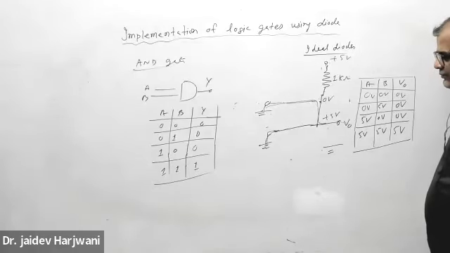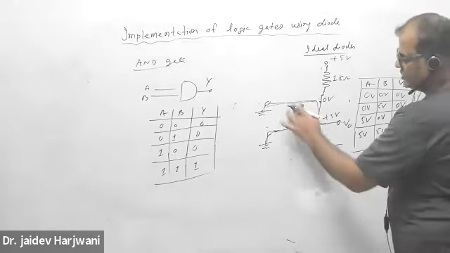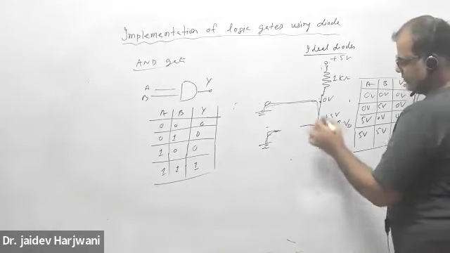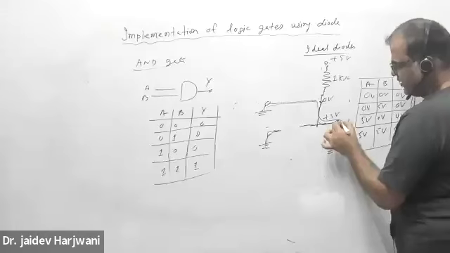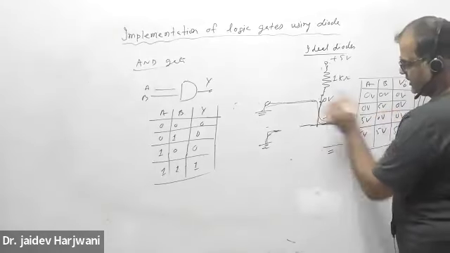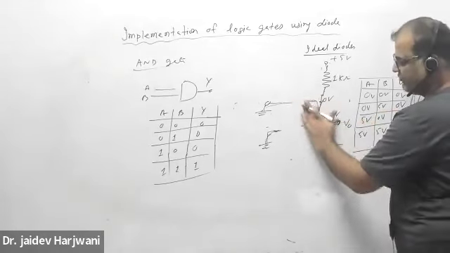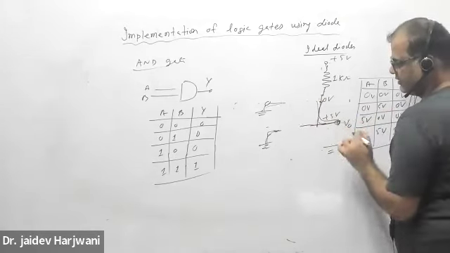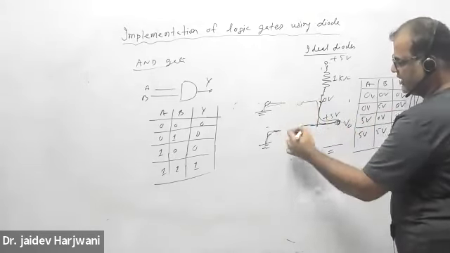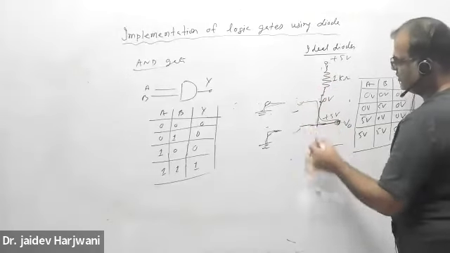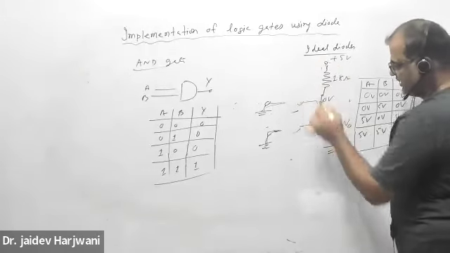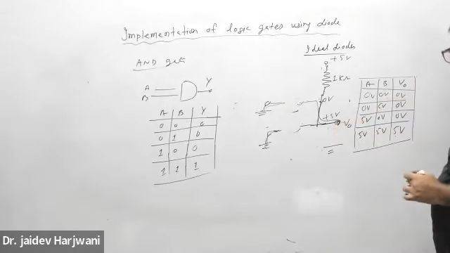Okay. Second case, this is short, this is open, but still this point is 0, this point is 0, and this point is 0. Again 0. Same thing with the third. When both are 5, now current cannot go here, it cannot go here, and here it is also open. Current will not flow, so there is no voltage drop. This voltage will directly come here, so it will become 5 volt here.